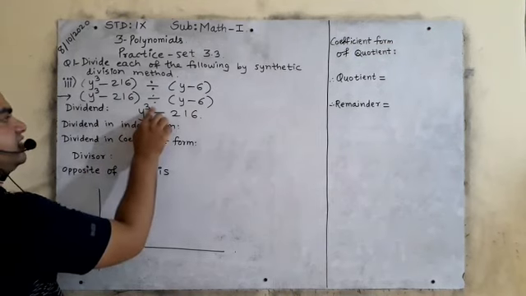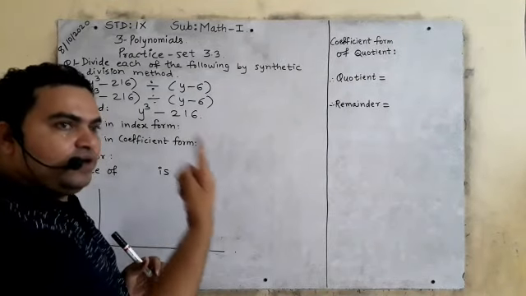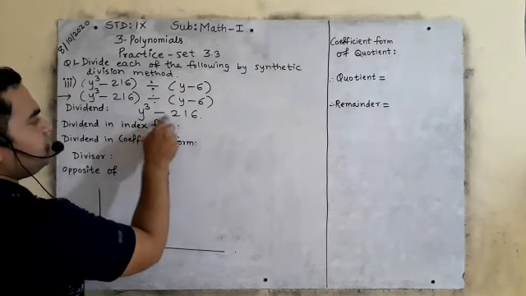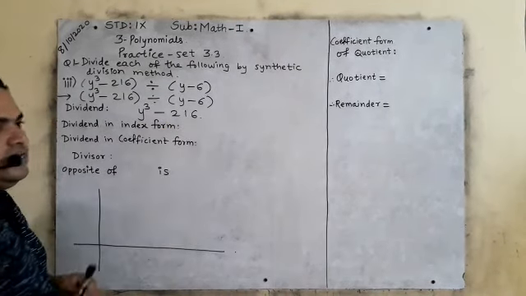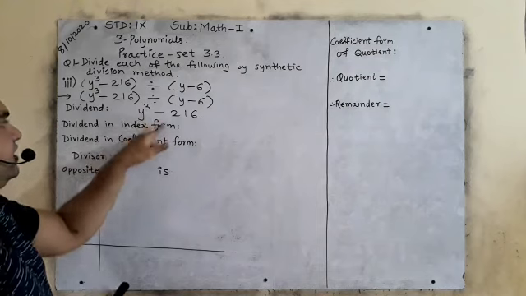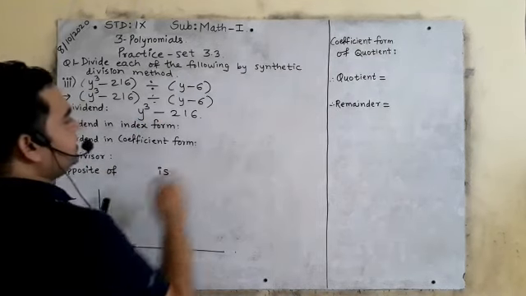See, the y degree is 3. Then what should be there? y to the power 2, y to the power 1. So they are missing here. See, y raised to 3 and directly y raised to 0. It means this given dividend is not in index form. So we will write the missing terms.